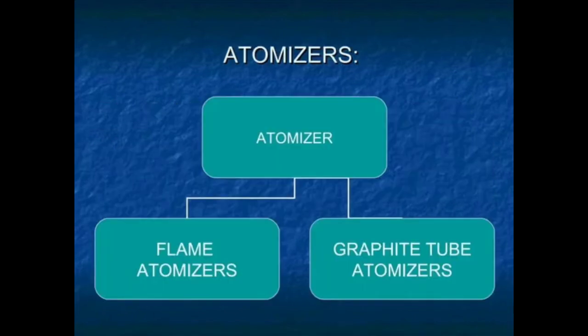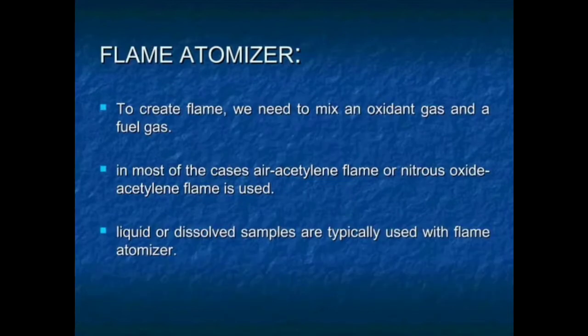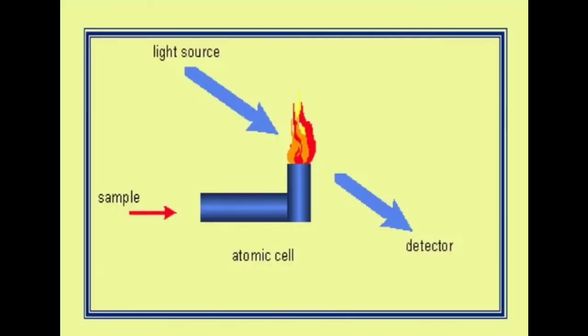Atomizers are of two types: flame atomizers and graphite tube atomizers. Flame atomizer. To create a flame, we need to mix an oxidant gas and a fuel gas. In most cases, air acetylene flame or nitrous oxide acetylene flame is used. Liquid or dissolved samples are typically used with flame atomizers. As you can see, it is a flame atomizer which consists of light source, a flame, a detector, an atomic cell and a sample.